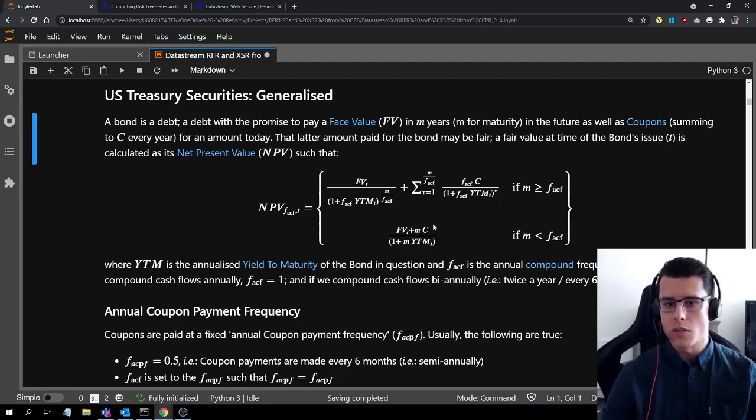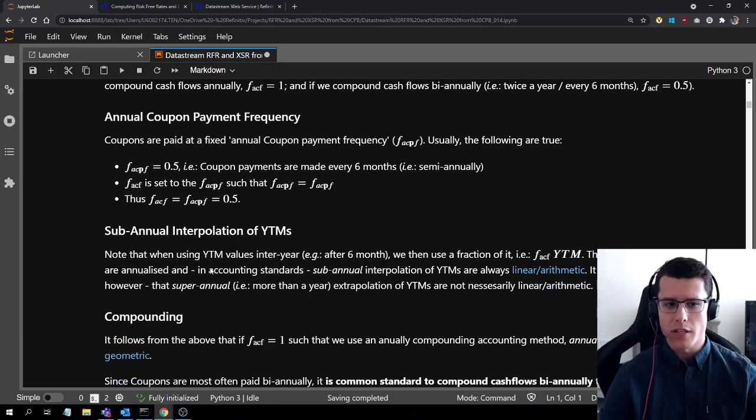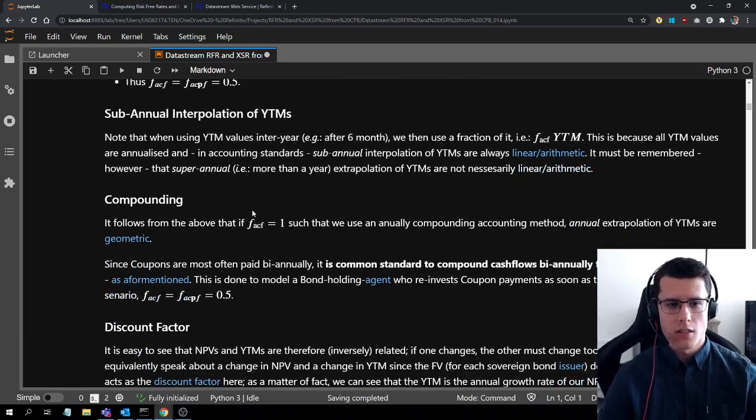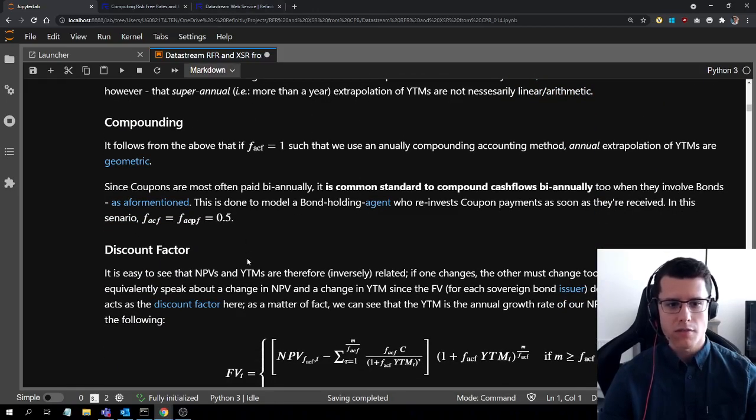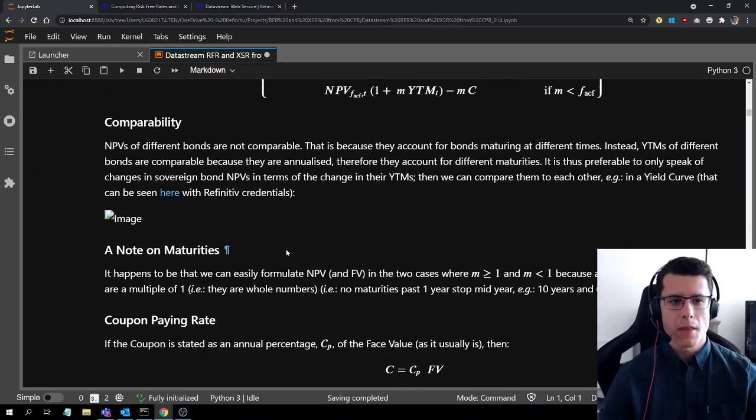And you can see that all you do is it's just a straight line. There's no compounding. There's nothing too complex there. It's just a straight line. Face value plus coupon. You've got your maturity in there. You're just calculating it, extrapolating your yield to maturity from there. Fair enough. And I speak about all this, what I've just said, right here and right there. Compounding, discount factor, all these things, and comparability.